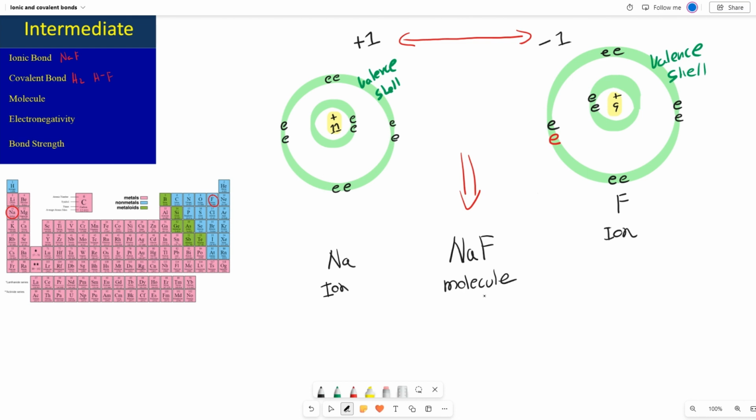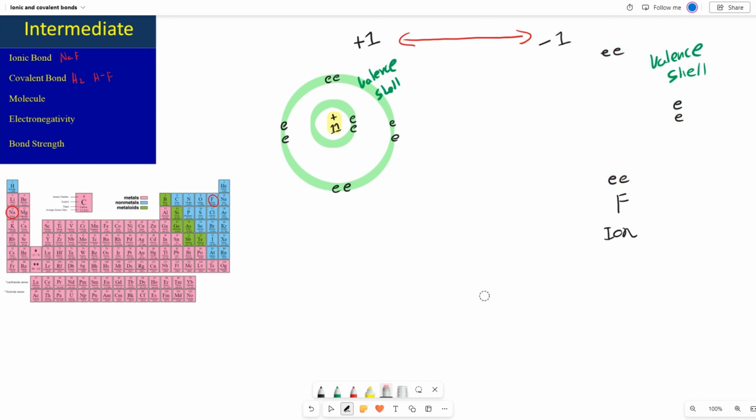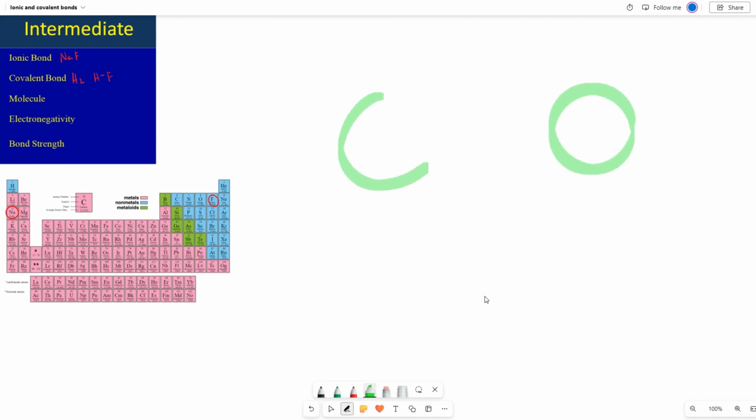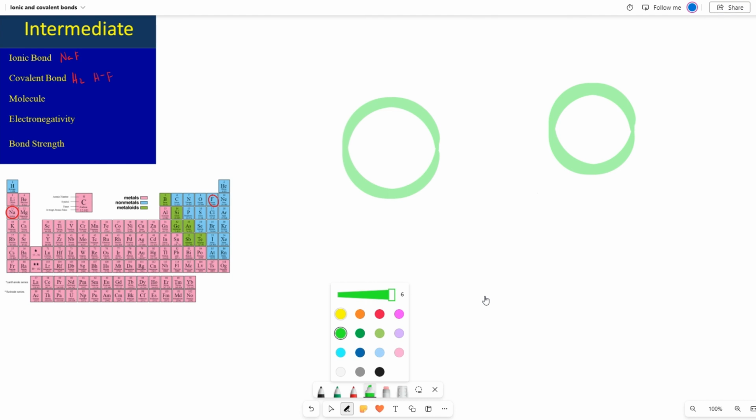So let's now take a look at an example of how a covalent bond will form. The example that I'm going to use for a covalent bond is just 2 hydrogen atoms interacting with each other. So if we have 2 hydrogen atoms, they only have 1 energy level, and hydrogens each only have 1 proton and 1 electron. So we have 2 separate hydrogens. They each have a positive 1 charge for their nucleus, and they each have 1 electron.